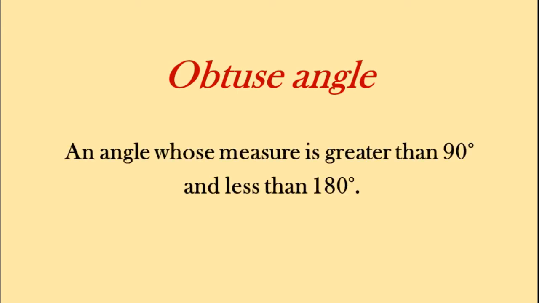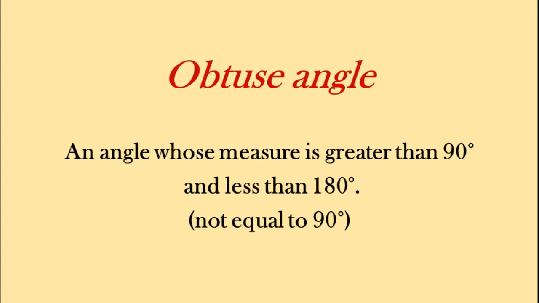What is an obtuse angle? An angle whose measure is greater than 90 degrees. So now we have to move beyond 90 degrees, above 90 degrees, but less than what? Less than 180 degrees. So the angle which is between 90 degrees and 180 degrees is called an obtuse angle. Again, 90 degrees is not included. If the measure is 90 degrees, it is not called an obtuse angle. Only angles greater than 90 degrees but less than 180 degrees are called obtuse angles.